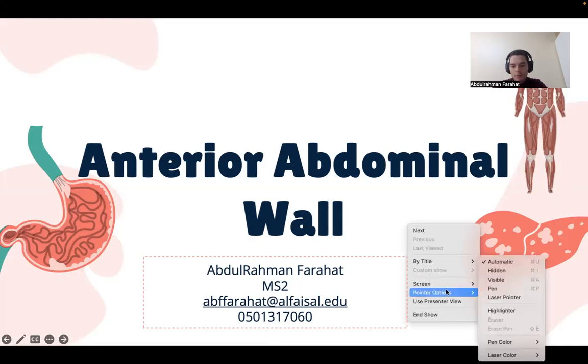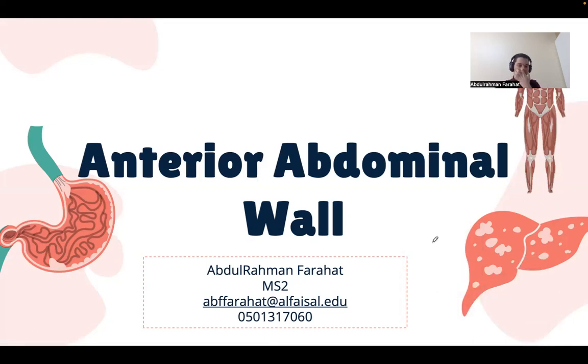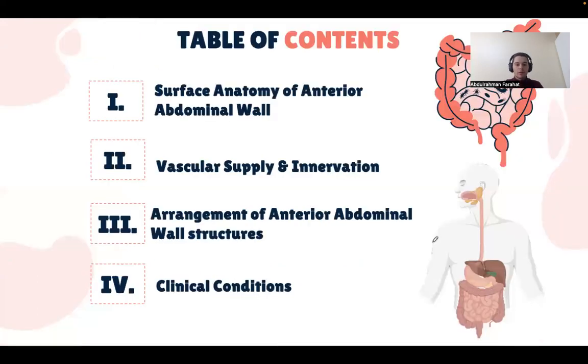Okay, so let me just get my pen. Okay, let's start. So the stuff we'll be speaking about today will be the surface anatomy of the anterior abdominal wall and the vascular supply and innervation. And then we'll take a look at the arrangement of the anterior abdominal wall where things start getting a little better. And finally, the clinical conditions.